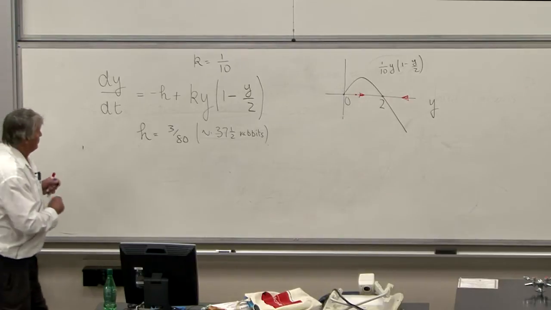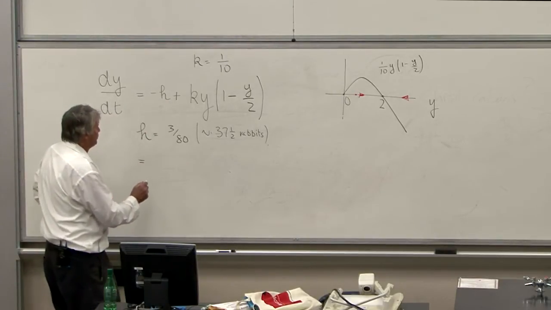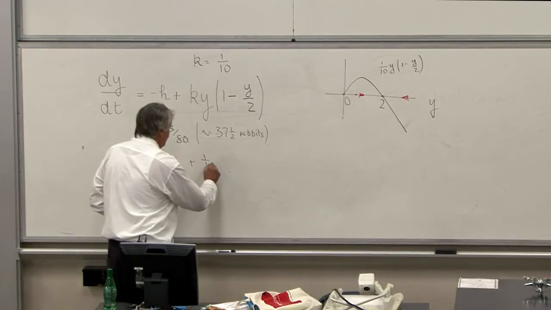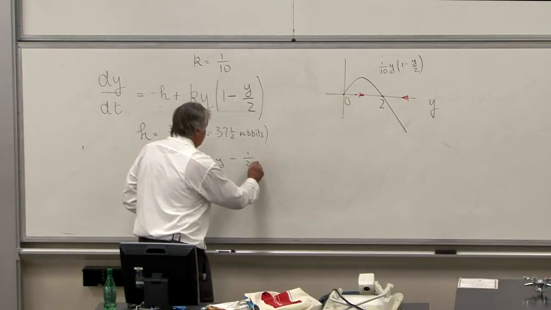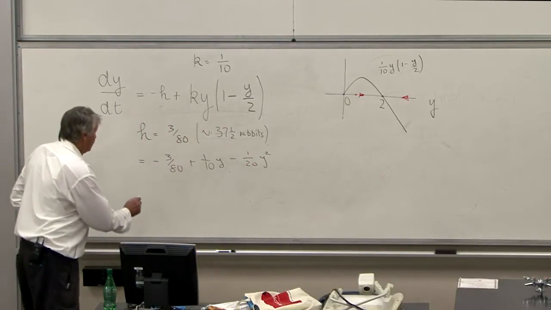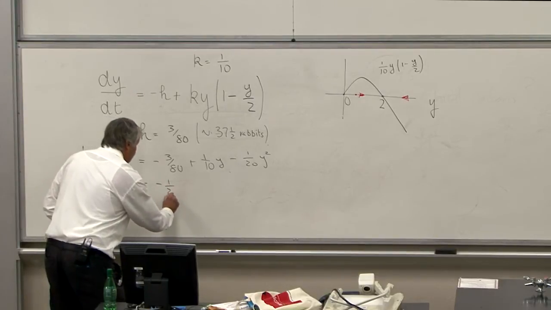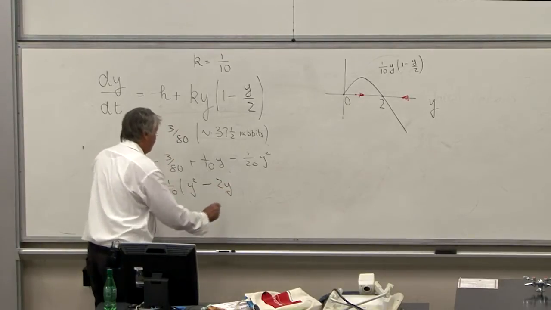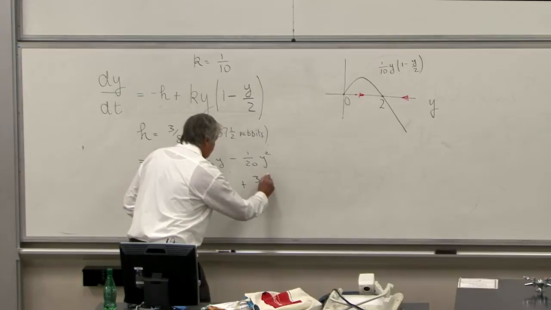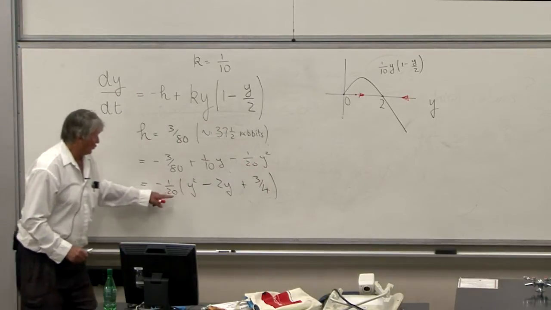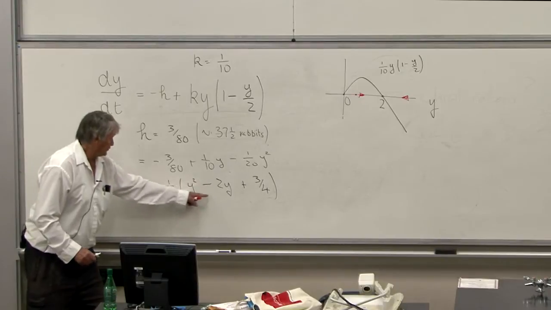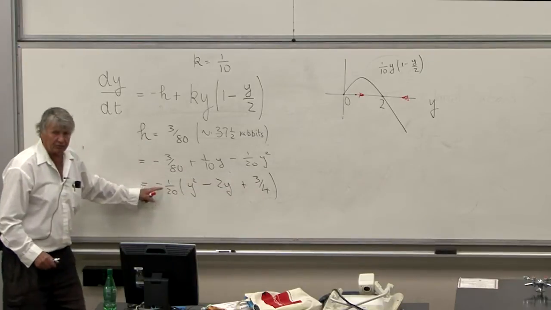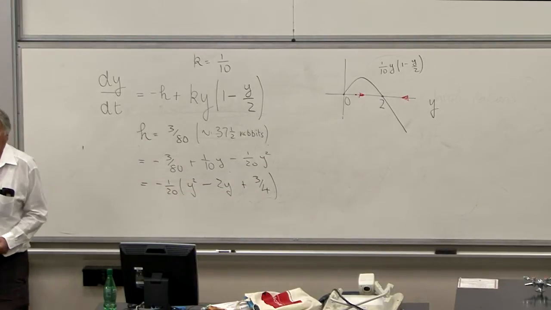First of all, let's analyze it with the picture, but I'm going to just rewrite this slightly. So this is minus 3 over 80 plus 1 over 10 times y minus 1 over 20 times y squared. And I'm going to write this as minus 1 over 20 y squared minus 2y, okay, and then it'll be plus 3/4. See, this is the minus 1 over 20 y squared term. Minus 2 over minus 20 is 1 over 10, that's that term. And this term is 3/4 minus 1 over 20 is that.